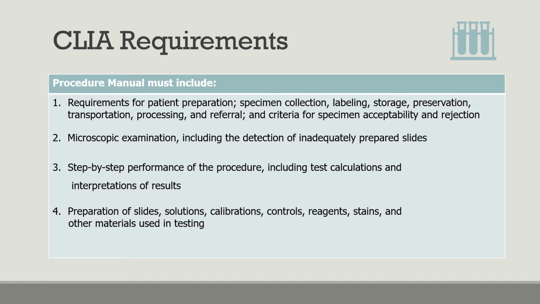So what does CLIA require in a written procedure? Well, the written procedure manual must include requirements for patient preparation, specimen collection, labeling, storage, preservation, transportation, processing, and referral, and criteria for specimen acceptability and rejection. Now, a lot of the times you might have an overall procedure for specimen acceptability and rejection, but often those are found in individual test procedures depending on what is cause for rejection for that particular test methodology.